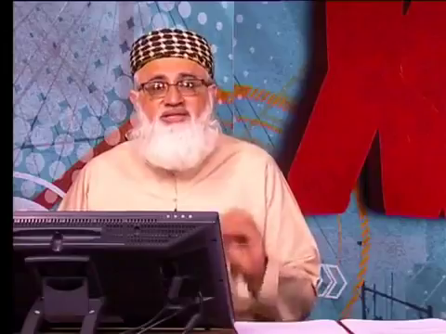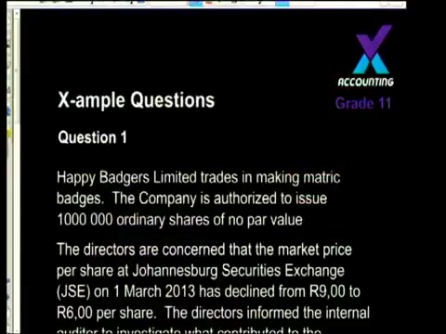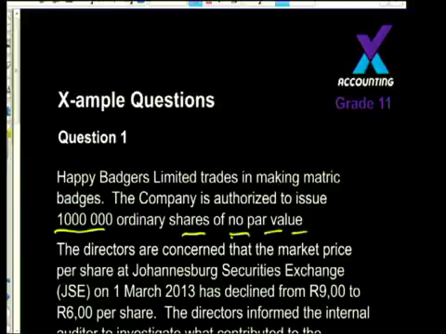Welcome back, grade 12s. Yes, remember, we've dealt with the theory. We're now taking an example on a question that deals with company ledger accounts. Let's look at the introduction and the brief to our question. Firstly, we know that the question says, Happy Badges Limited trades in making metric badges. The company is authorized to issue 1 million ordinary shares of no par value. Does that ring a bell? Certainly it does. No longer a par value.